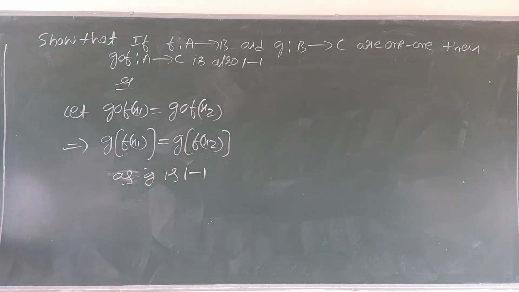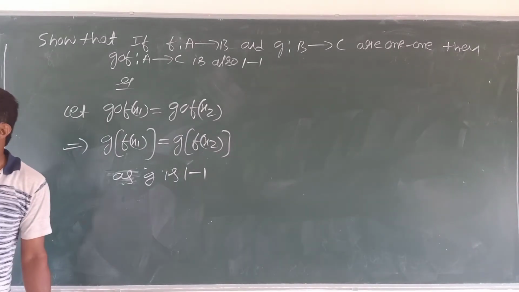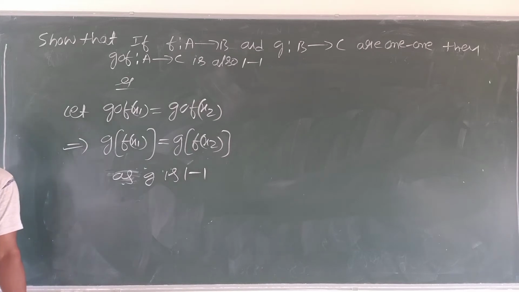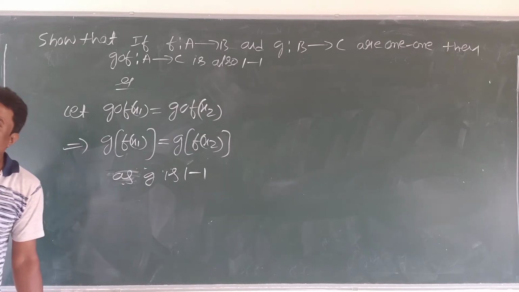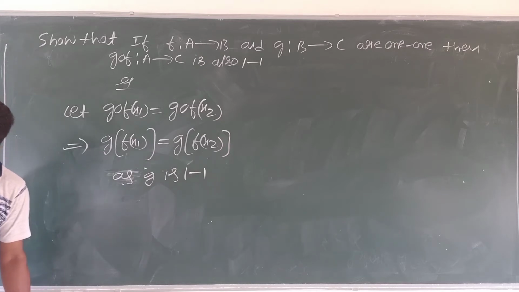I hope you are understanding. So when we say f is 1-1, if f(x1) is equal to f(x2), it becomes x1 is equal to x2. If f is already 1-1, f(x1) equals f(x2) can be taken as x1 equals x2.